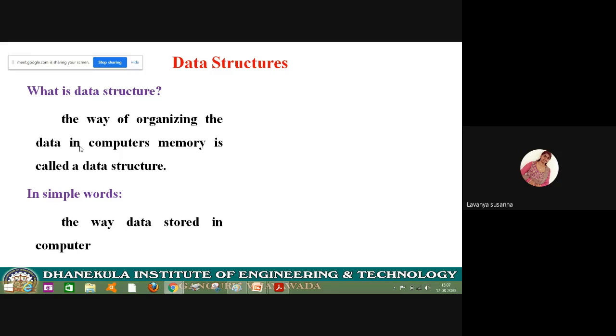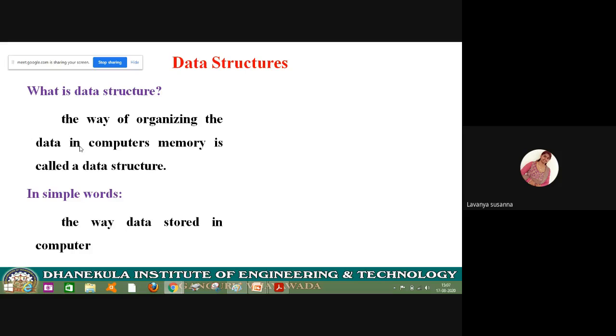Once again, see the definition. The way of organizing the data in computer's memory, the way of arranging the data in computer's memory, is nothing but data structure. In simple words, the way data is stored in the computer is called data structure. Or otherwise, to store the data in some particular format, you need data structures.